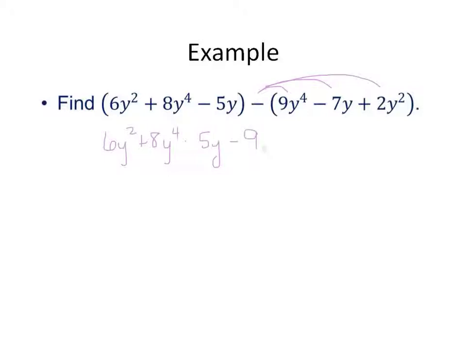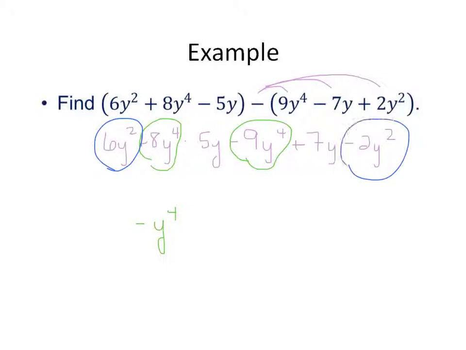So negative 9y to the 4th plus 7y minus 2y squared. And from here, combining like terms, going in descending order with our y to the 4ths first, that's going to give us a negative y to the 4th. And then my y squareds. And those are going to give us a positive 4y squared. And then our y's, and that's going to give us a positive 2y, and there's our answer.